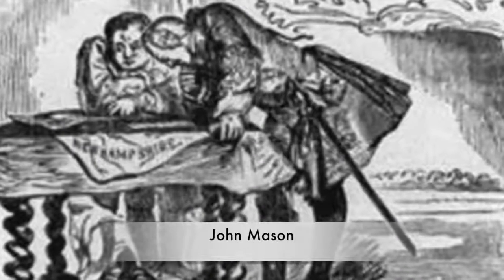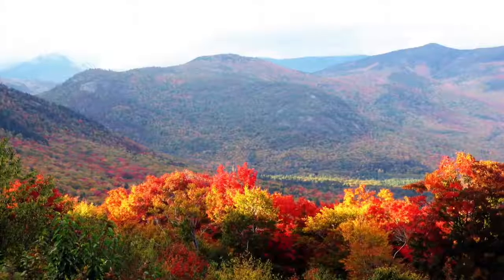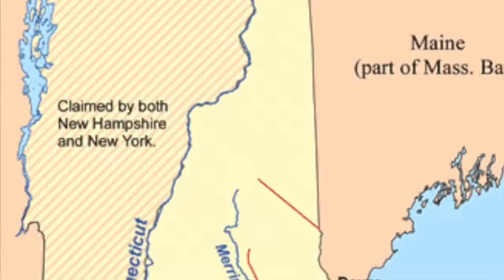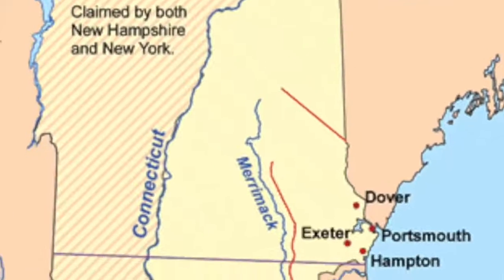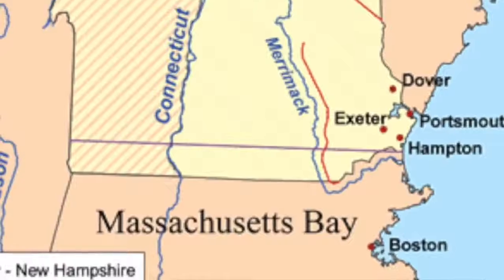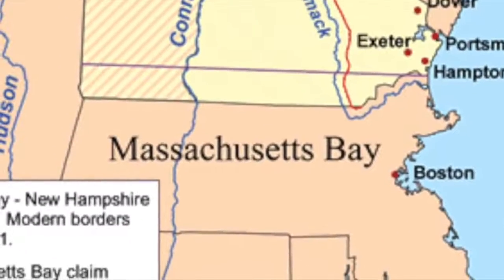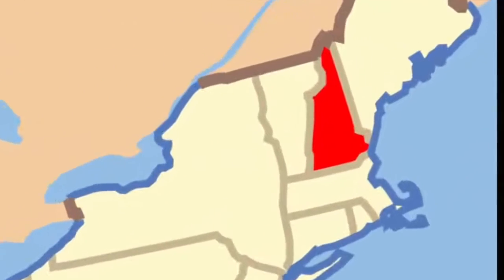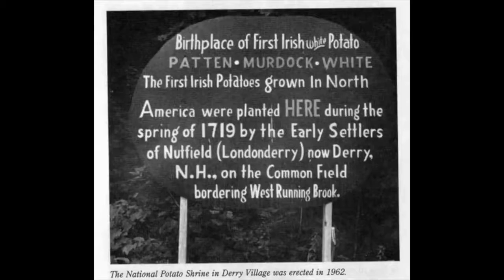Wanting to set up a fishing colony, John Mason set out to found the New Hampshire colony in 1639. However, before he could set out to go to the area, he died. In 1642, the land was taken over by Massachusetts and sold to the King of England in 1679. New Hampshire was set up as a Puritan colony with no religious freedoms and was known for its success in agriculture, particularly potatoes, and fishing.